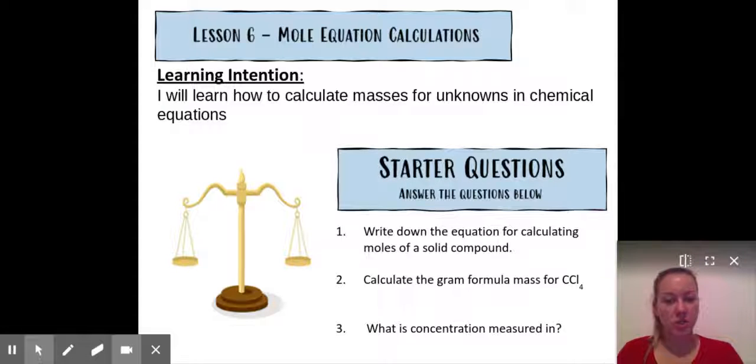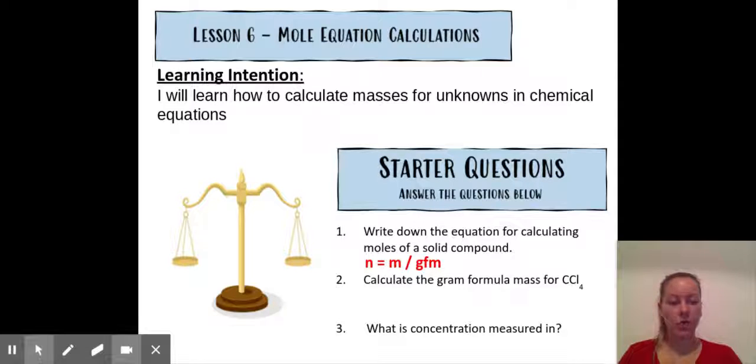One is write down the equation for calculating the moles of a solid compound. 2 is calculate the gram formula mass for carbon tetrachloride. And 3 is what is concentration measured in. So pause the video, attempt the questions, and then unpause and see the answers. So equation for calculating moles for solids is number of moles equals mass over gram formula mass. Gram formula mass of carbon tetrachloride is 154 grams. You should have 12 for carbon plus 4 times 35.5. What is concentration measured in? It is measured in moles per litre, which you can just see there.